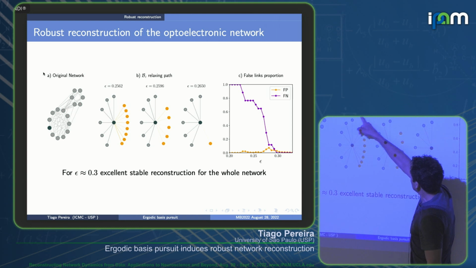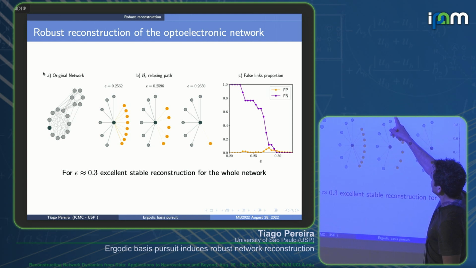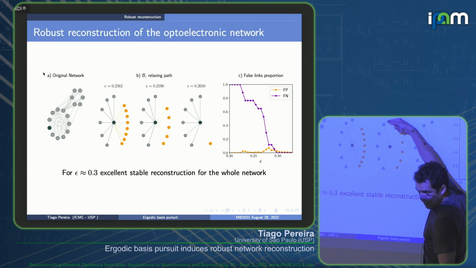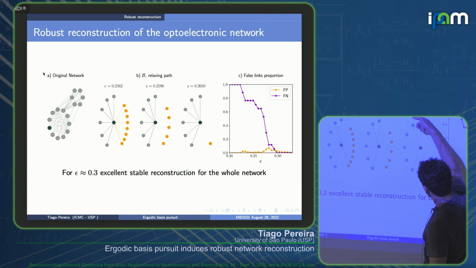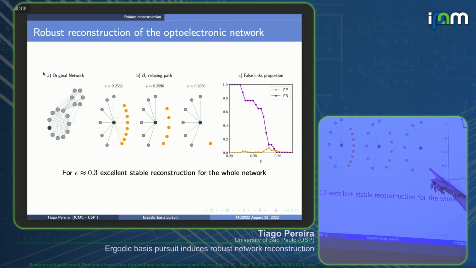So now I increase the threshold and resolve the problem. You see, now I have less false connections. Then again, I increase the threshold and resolve the problem. So basically now, no false connections whatsoever.